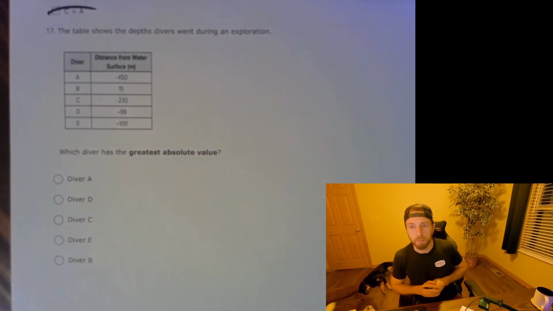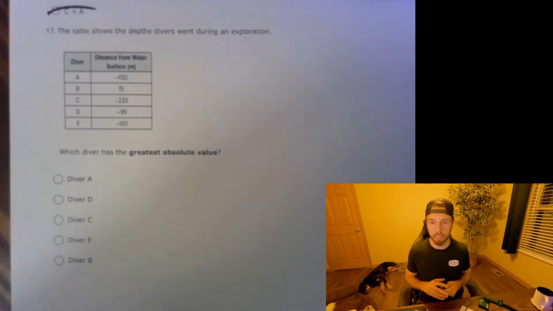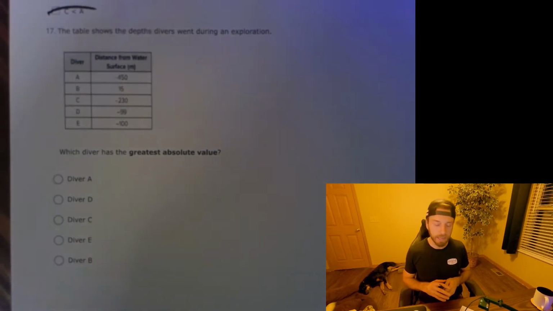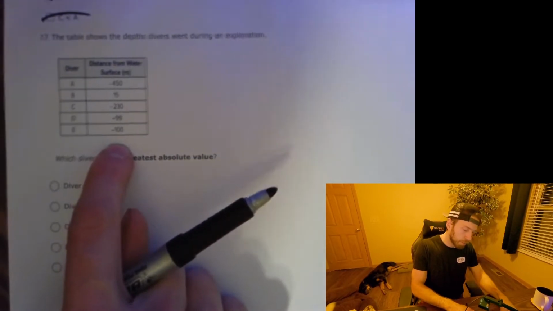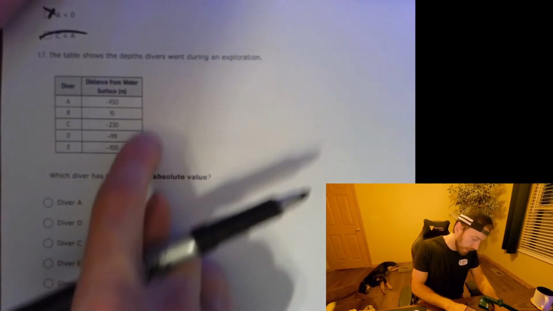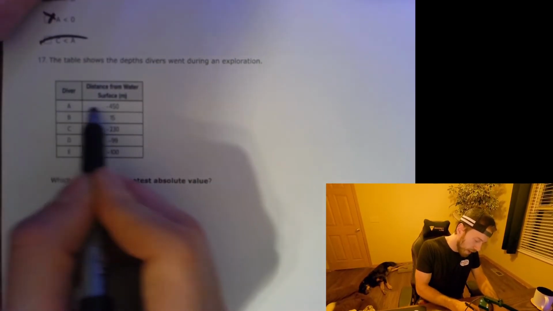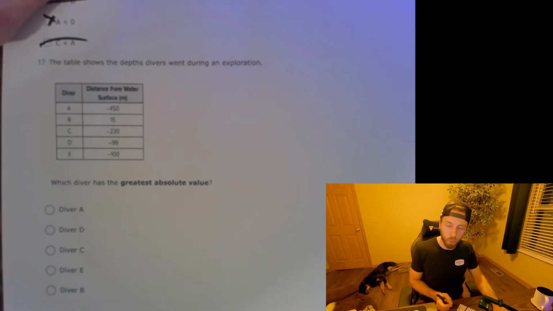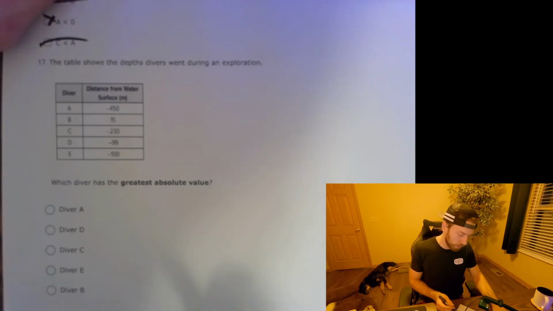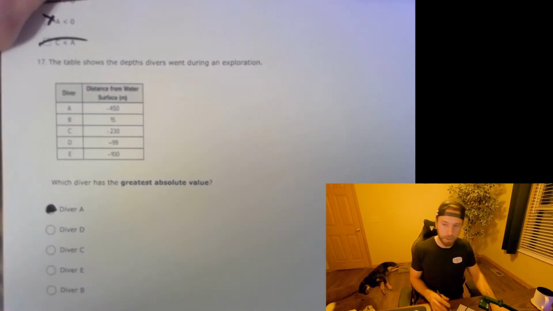Number 17, the table shows the depths divers went during an exploration. Which diver has the greatest absolute value? If we're looking at these numbers here, the greatest absolute value means distance from 0, and the number here that is furthest from 0 is diver A at negative 450. He's 450 away from 0. That's what his absolute value is. So he has the greatest absolute value.